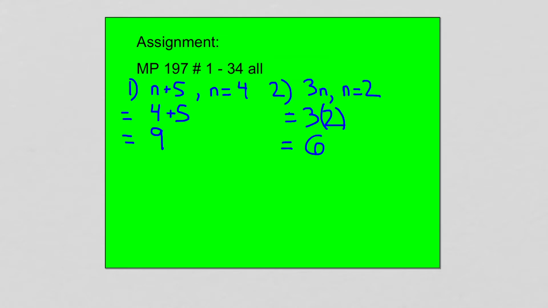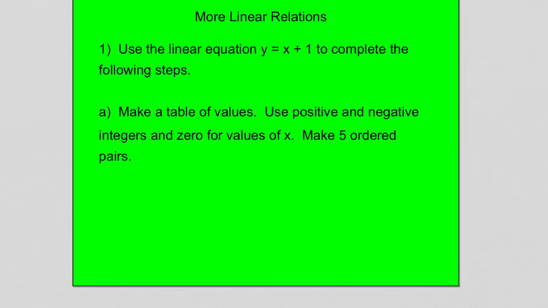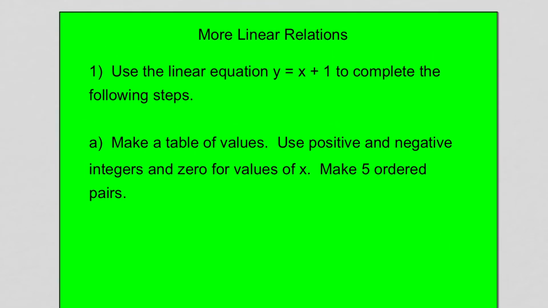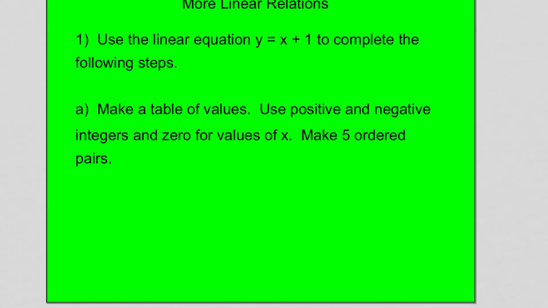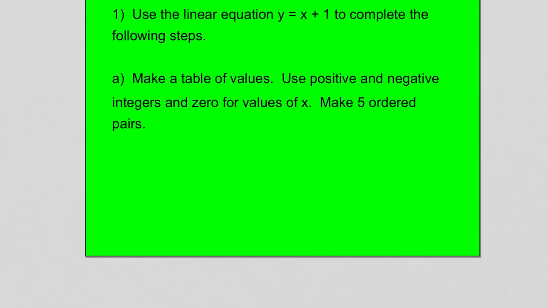Now what we're going to do today is we're going to start off with a math equation. So the math equation we're going to start off with in this one is y equals x plus 1. And we're going to complete the following steps. We're going to make a table of values. We're going to use positive and negative integers and 0 for values of x. And we're going to make 5 ordered pairs.